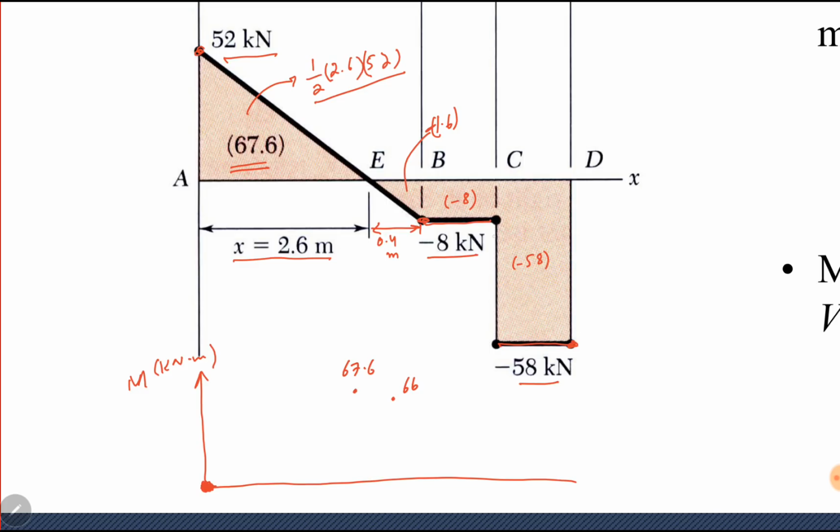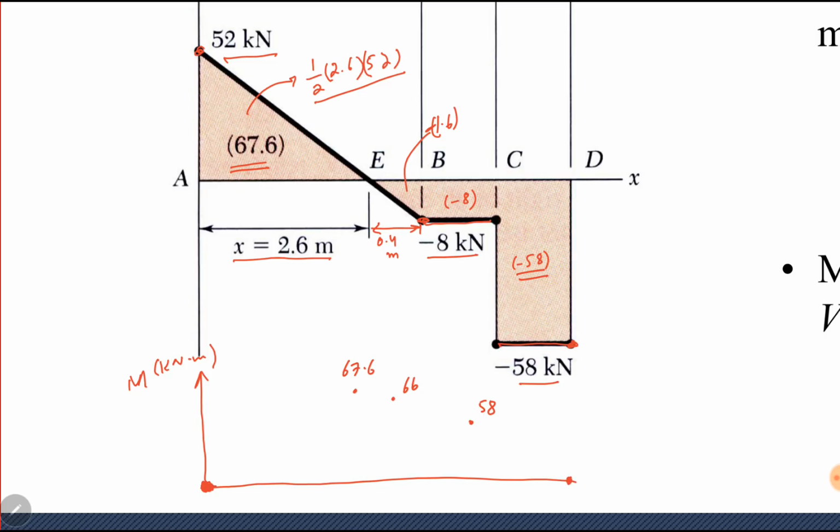Between B and C, the area under the shear force diagram is minus 8. So 66 minus 8 becomes 58. And from 58, from point C to D, again we have area under the curve equal to minus 58. So 58 minus 58 becomes 0.